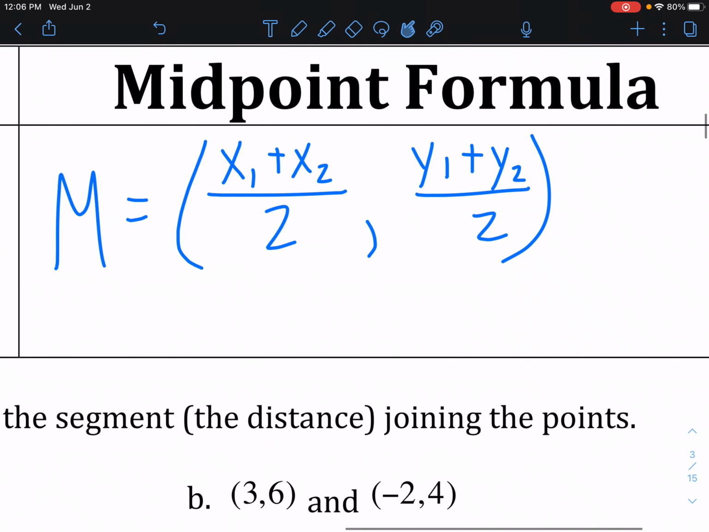Midpoint formula: midpoint's always noted by capital M. Remember, it's capital M because in math, lowercase m is slope. So to find the midpoint, it's very simple. It's just a point that is literally in the middle of 2 points. For the x-coordinate, you add the x's and divide by 2. Comma, you add the y's and divide by 2. And you write your answer as a point with parentheses.